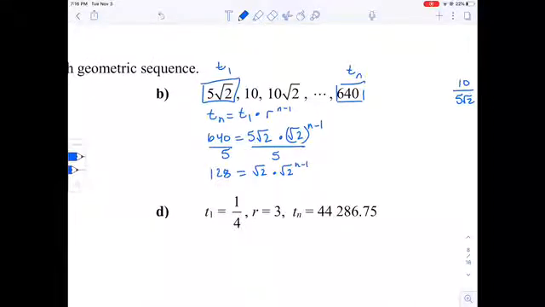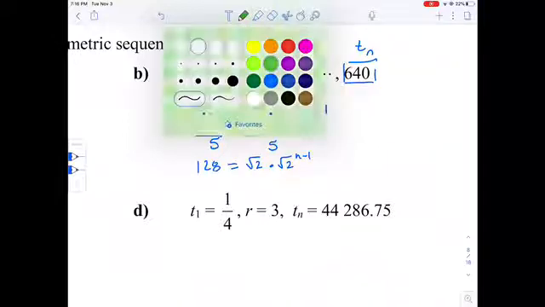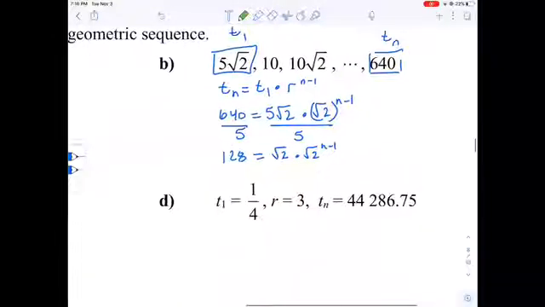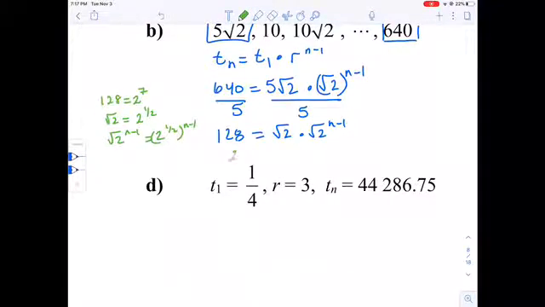So in Math 30, we have a strategy using logarithms. But in Math 20, we haven't learned those yet. So what we would do in Math 20 is we would just use a guess and test strategy by creating common bases. So what I want to do here is write everything with a common base of 2. So 128, I know, is 2 to the power of 7. Square root of 2 is 2 to the power of 1/2. And square root of 2 to the n minus 1 is 2 to the 1/2 to the n minus 1. So I'm just going to rewrite those.